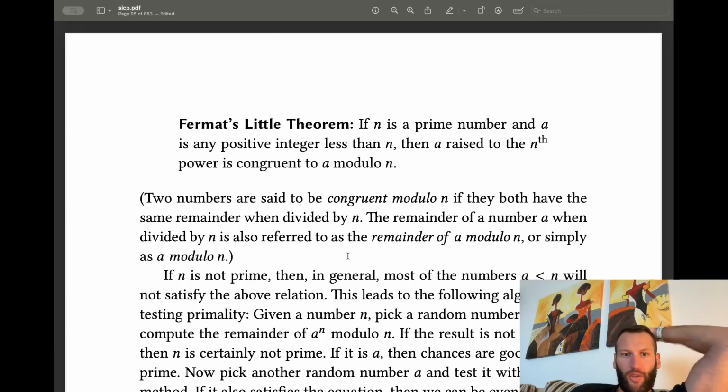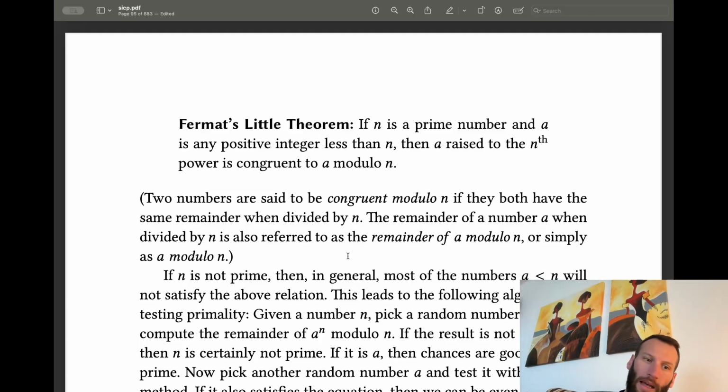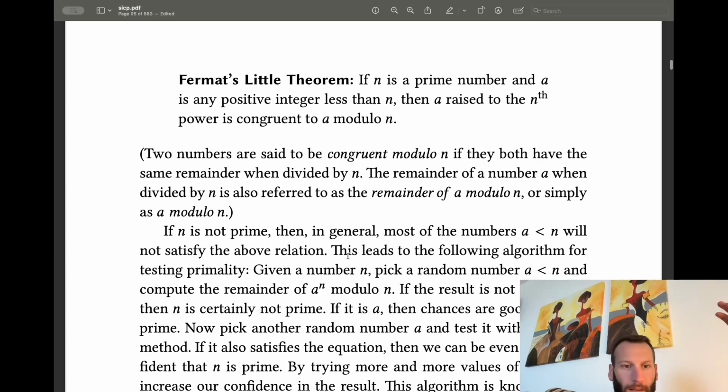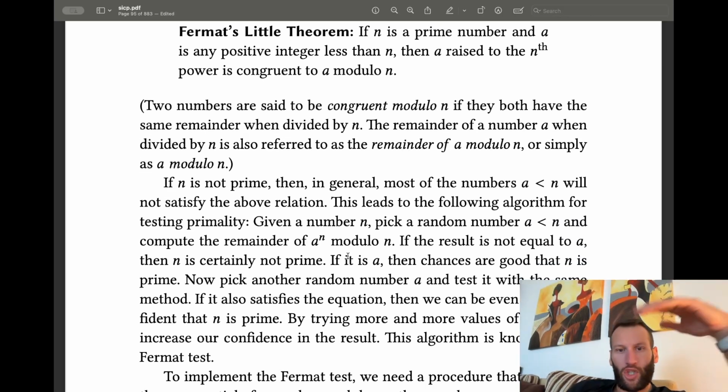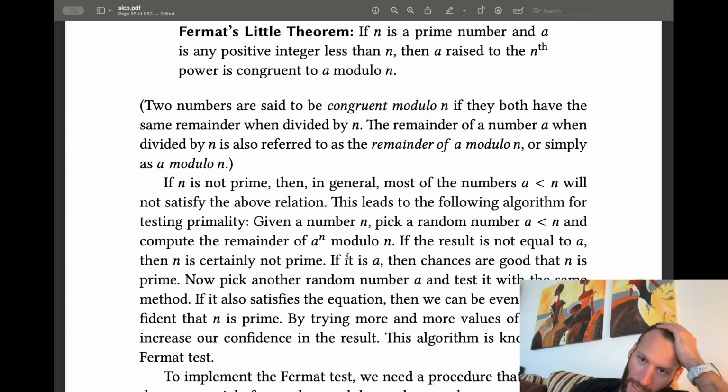I don't know what... Okay, it is explained right below. Two numbers are said to be congruent modulo n if they both have the same remainder when divided by n. Okay. I see. The remainder of a number a when divided by n is also referred to as the remainder of a modulo n, or simply as a modulo n. If n is not prime, then in general most of the numbers a smaller than n will not satisfy the above relation.